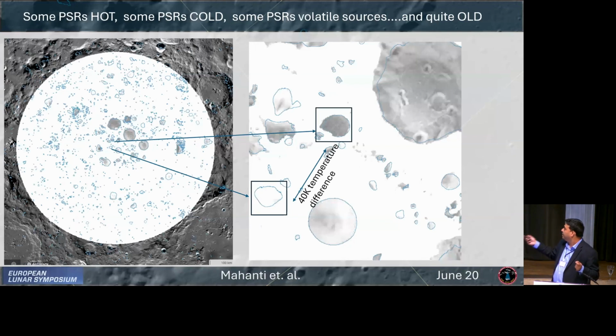And here's this other thing that I wanted to talk about. PSRs are not always cold. Just because there is no light doesn't mean that it is going to become so cold that you can trap volatiles. Here's something I spoke about at the last ELS. There are two PSRs which are about the same size, but they have a 40 Kelvin temperature difference. So it all depends on where that PSR is and how the topography is working.